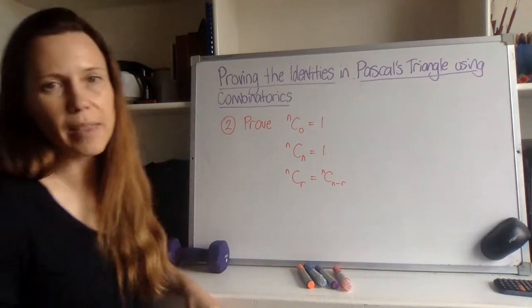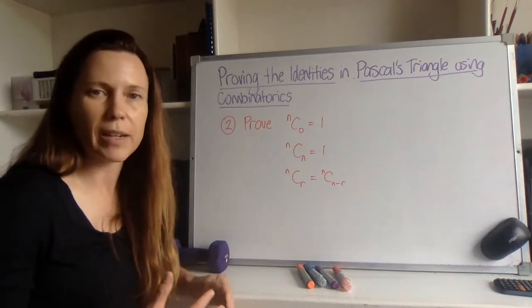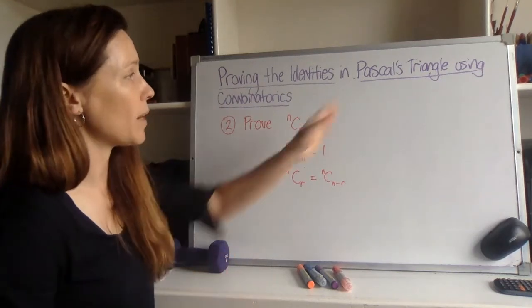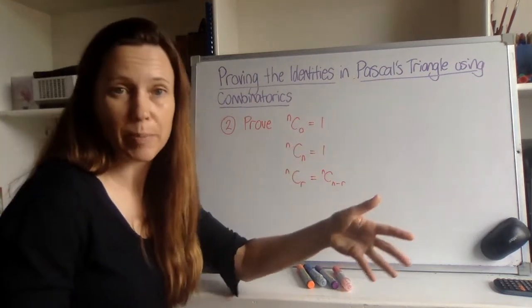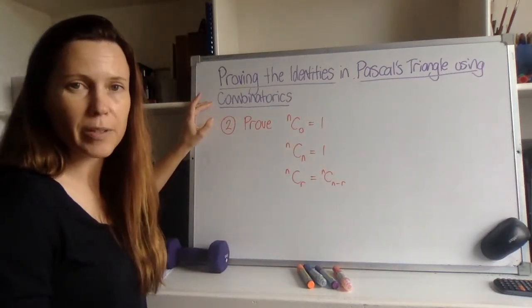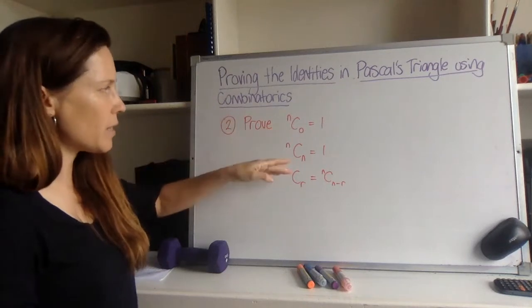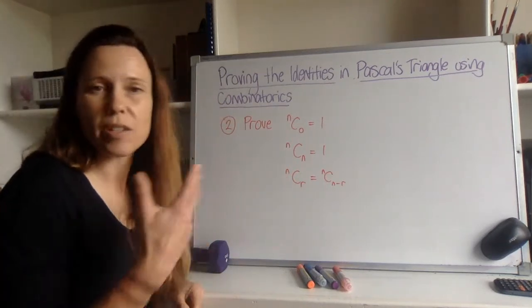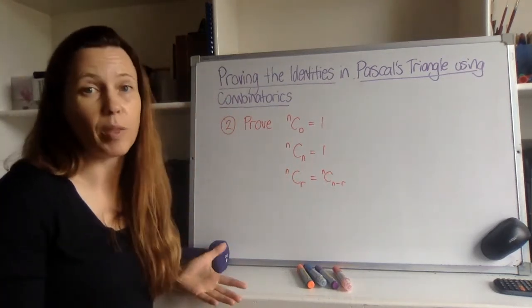The reason we're looking at them again is because this is a real crossover area of our syllabus that comes into our Pascal's triangle and binomial expansions part, but it also comes into our concept of combinatorics. How do you prove these identities using combinatorics? Just explain simply in a sentence what they mean.